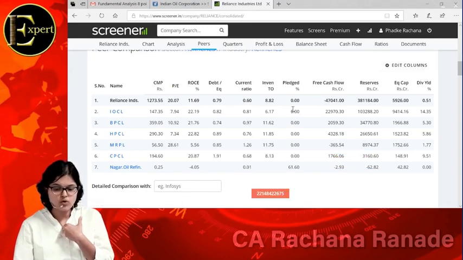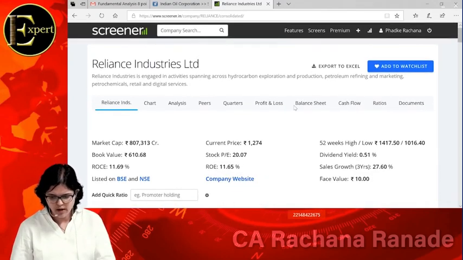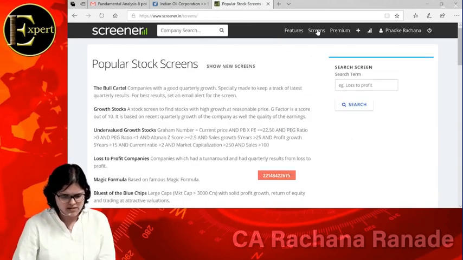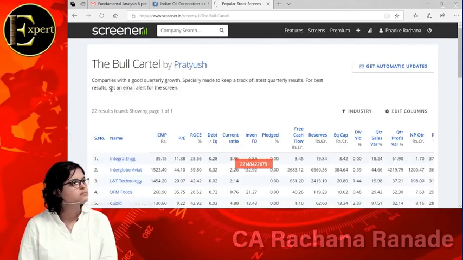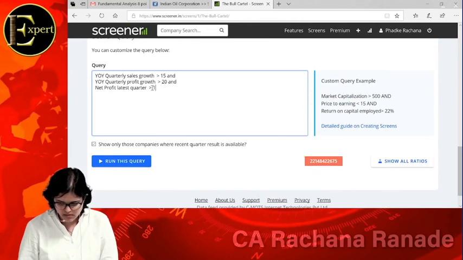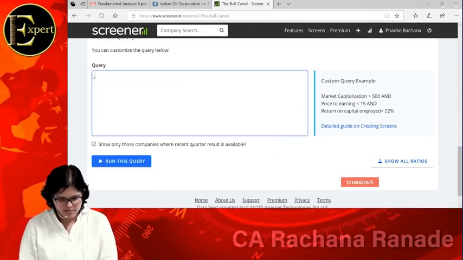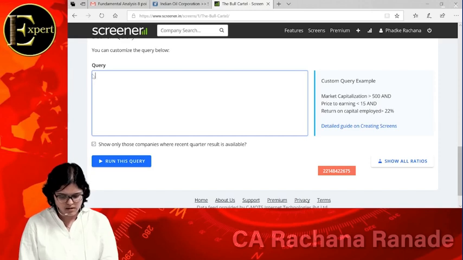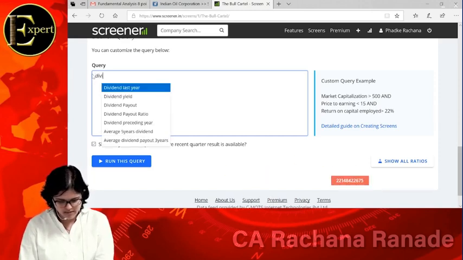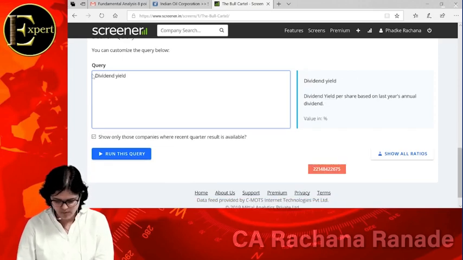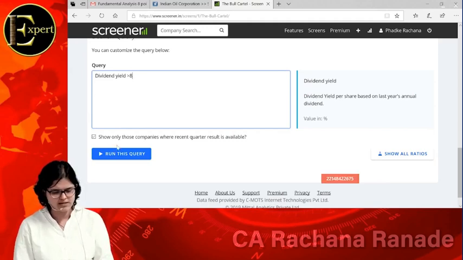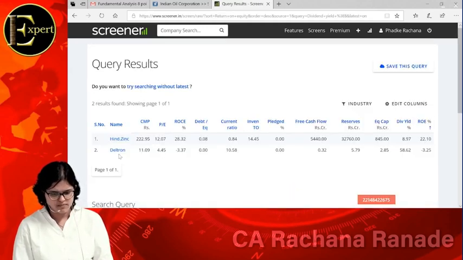If you were to run a query, how did we run a query? For that, first select screens. In screens, first select any screen. Then in this any screen, what you can do is type here whatever you want. For example, right now we did dividend yield, na? I'm showing this one more time so that it fits into your mind. Dividend yield is greater than 8. And you need not write down percentage also. It understands that it's a percentage. Run this query. Again it showed the same thing.